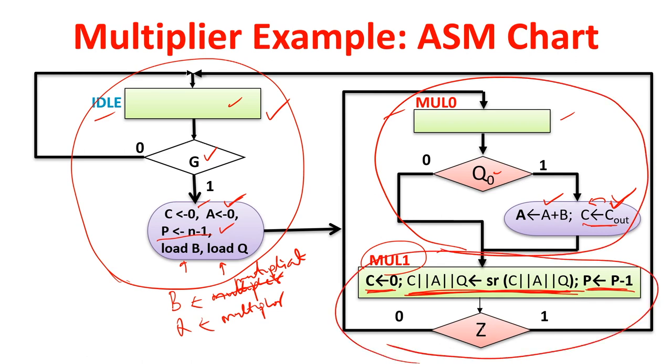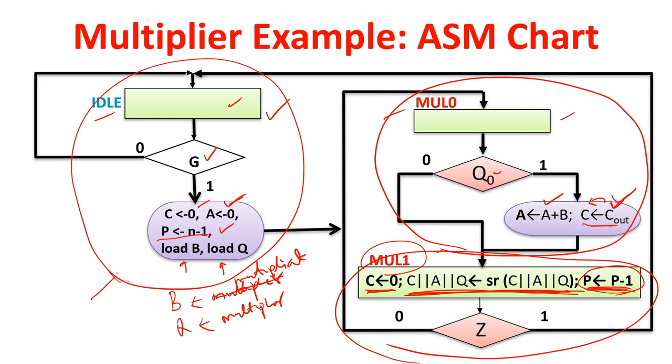And here we are checking Z is equal to 1, whether P is equal to P minus 1, this is the counter decrement. If the counter decrement results in 0, what are we saying? Our product is ready, that means we have done our multiplication. For an n-bit number we have done n iterations. In this case there are three states: idle, mul 0 and mul 1.